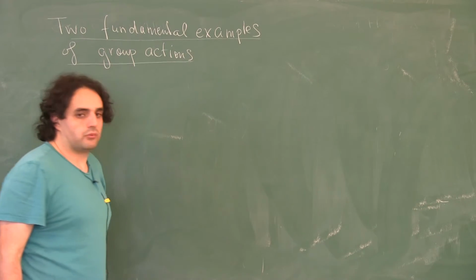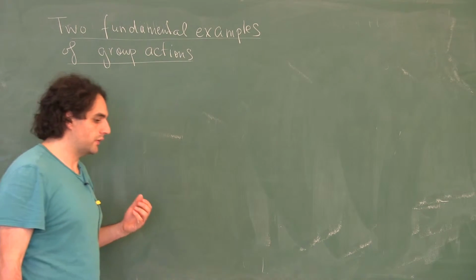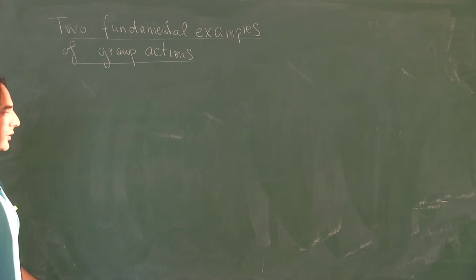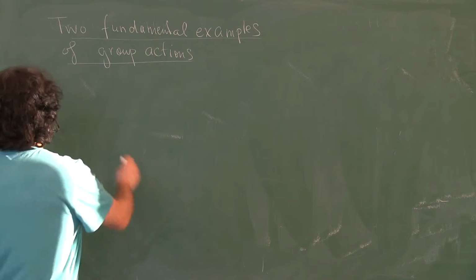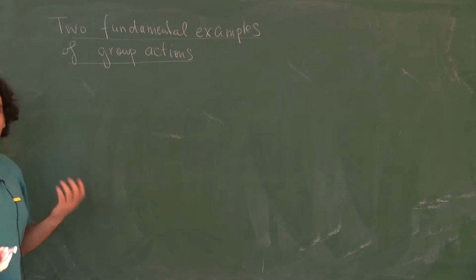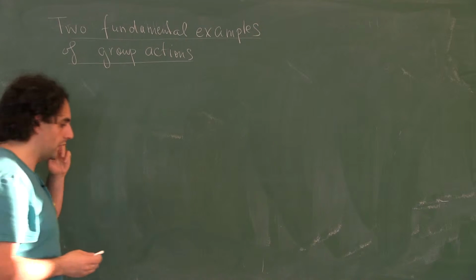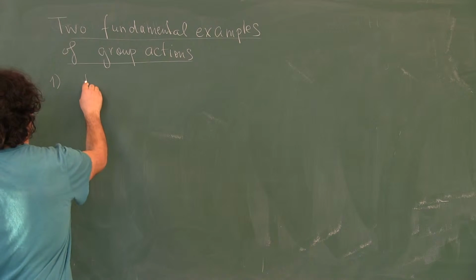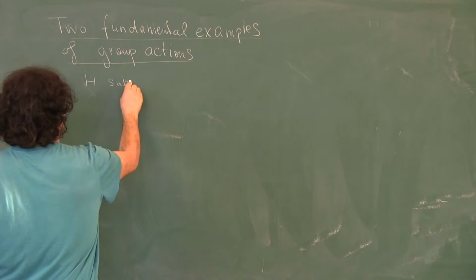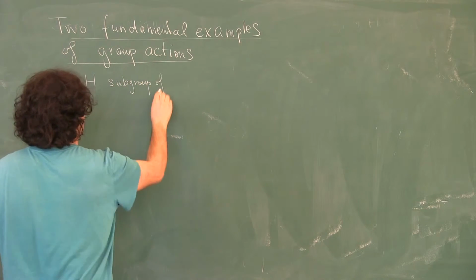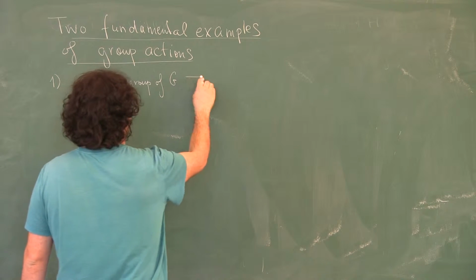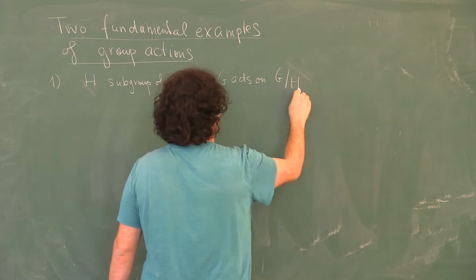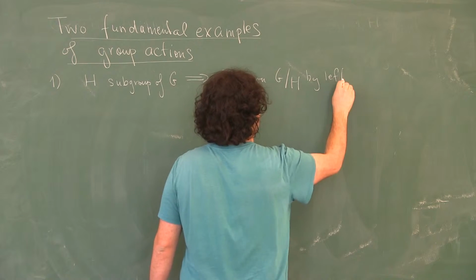Okay, so now that we've defined group actions, I want to tell you about really the two most fundamental examples of group actions that appear over and over again. The first, I already mentioned in the lecture on the orbit stabilizer theorem. This is that if H is a subgroup of G, then G acts on G mod H by left multiplication.